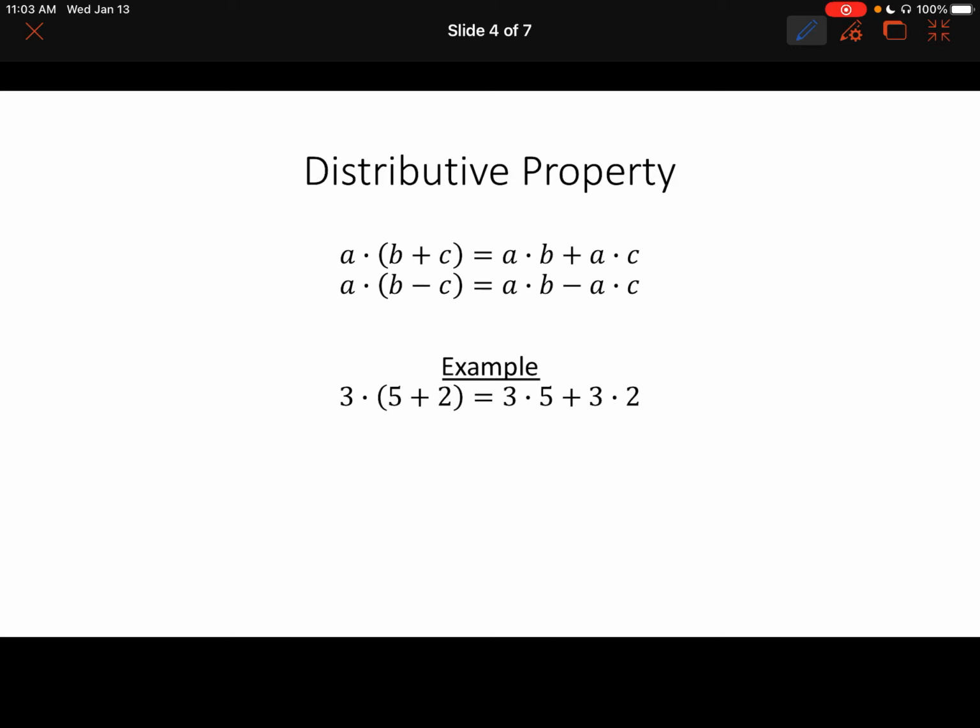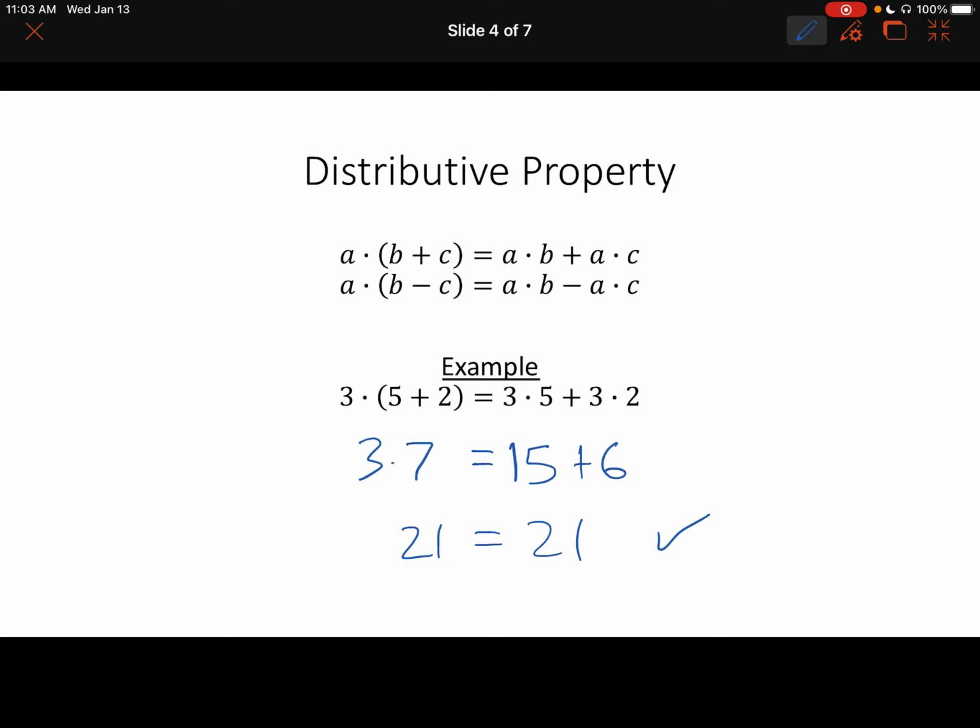Let's go through and evaluate each side of the equation separately to confirm that what we get in the end is equal. On the left, we have 5 plus 2, which is 7, so we have 3 times 7 on the left. On the right, we have 3 times 5, which is 15, plus 3 times 2, which is 6. Make sure we're working separately on each side. 3 times 7 is 21, and 15 plus 6 is also 21. So there you have it. 21 equals 21, and there's the distributive property in action.